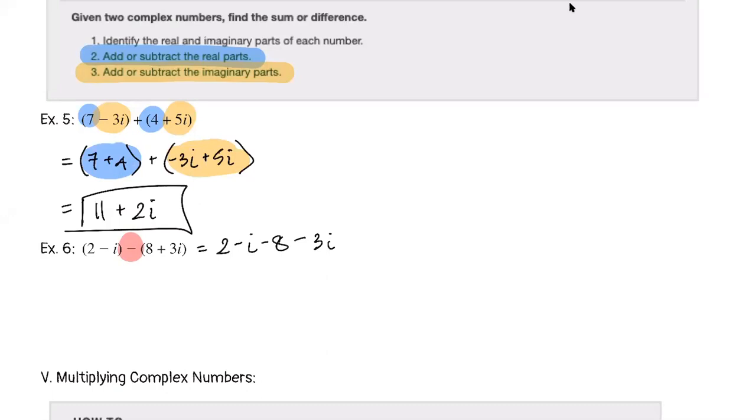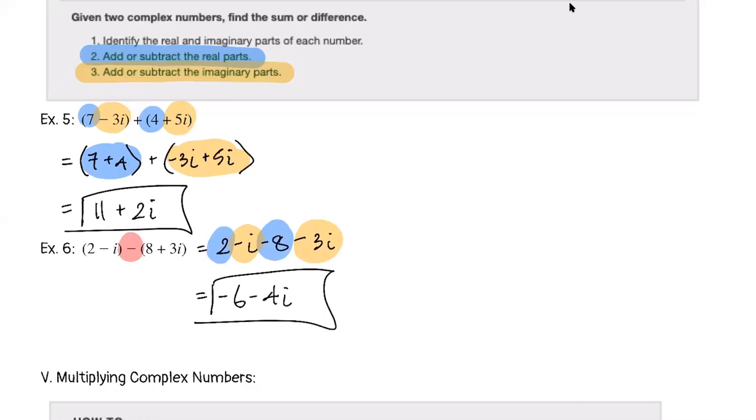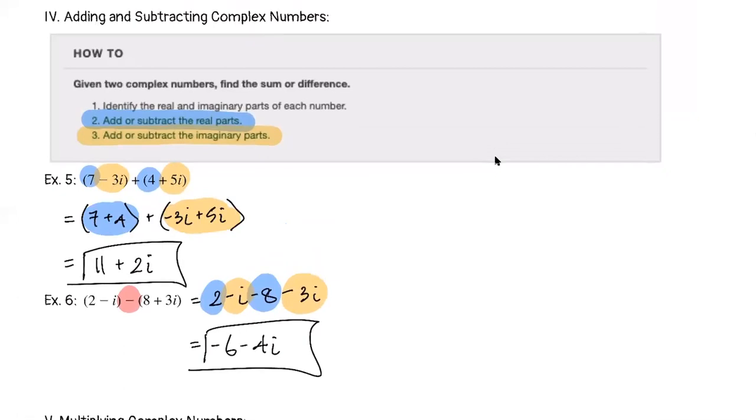Once I've done that, we find our real parts, 2 minus 8, and our imaginary parts, minus i and minus 3i. When we combine all those, we get minus 6 and then minus 4i. So pretty straightforward in terms of adding and subtracting. Anybody have any questions on adding or subtracting?